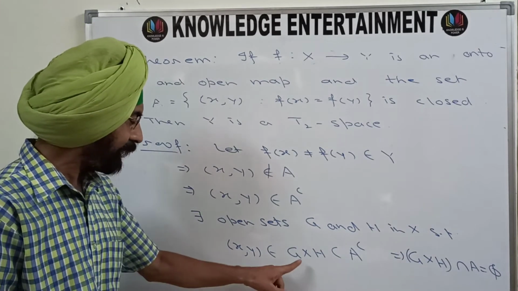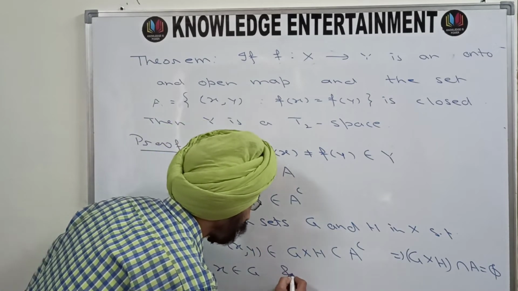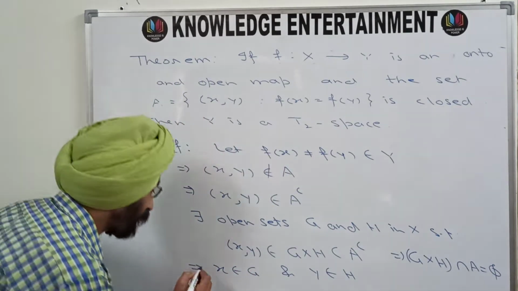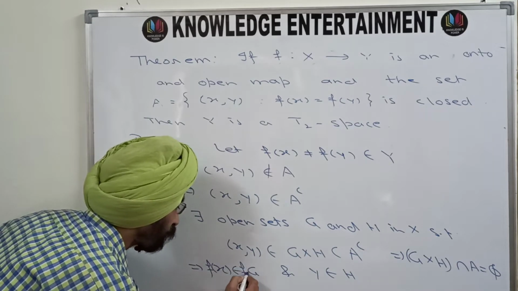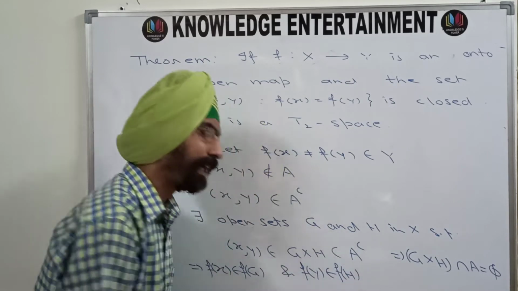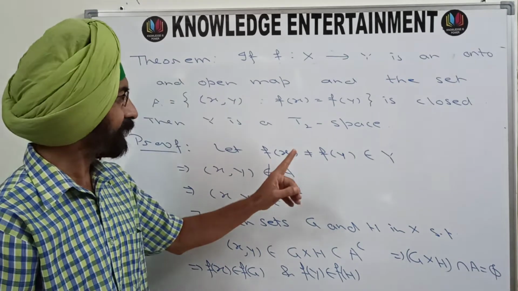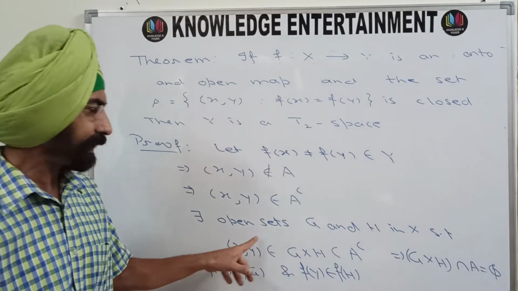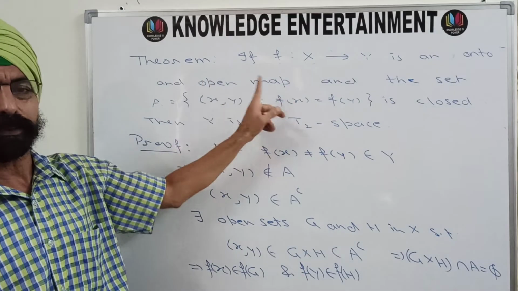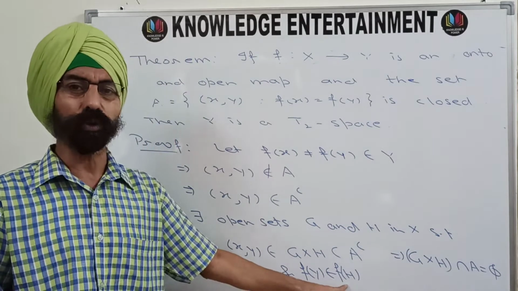Now, (x, y) belongs to G cross H means your x belongs to G and your y belongs to H. x belongs to G means your f(x) belongs to f(G) and your f(y) belongs to f(H). What about f(G)? G is an open set, H is also an open set, and the function f is given to be an open map. That means your f(G) is also an open set in Y. f(H) is also an open set in Y.